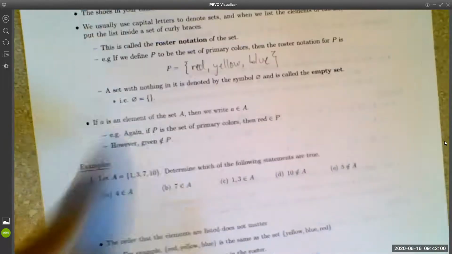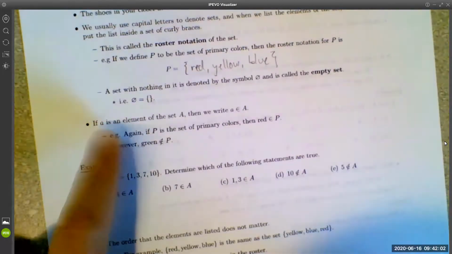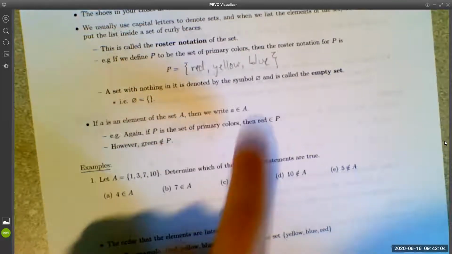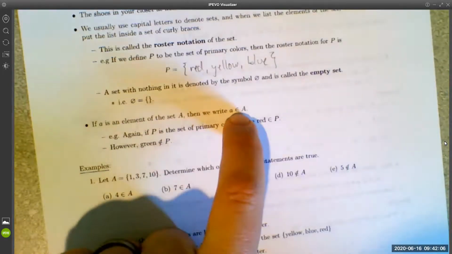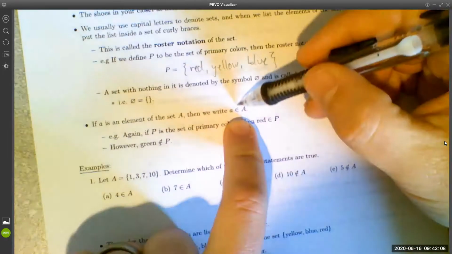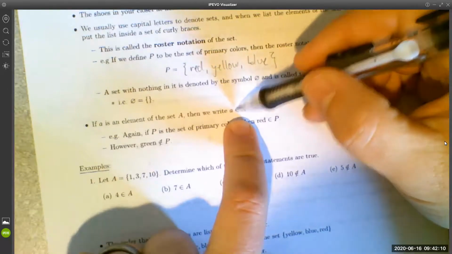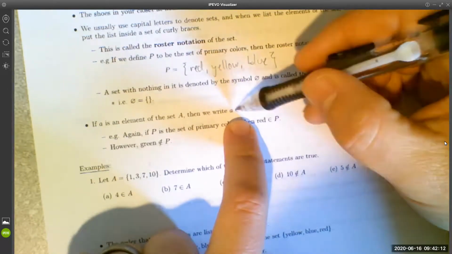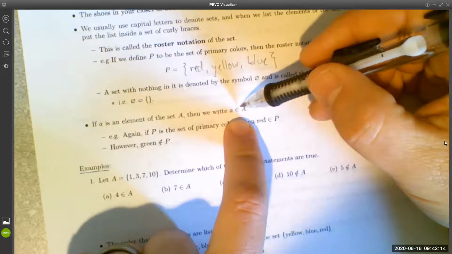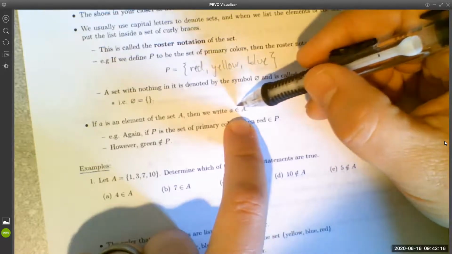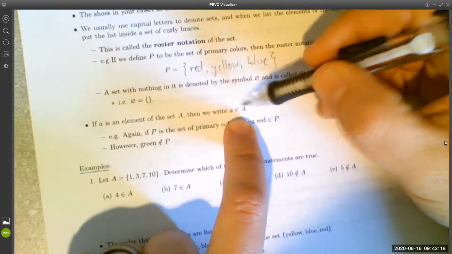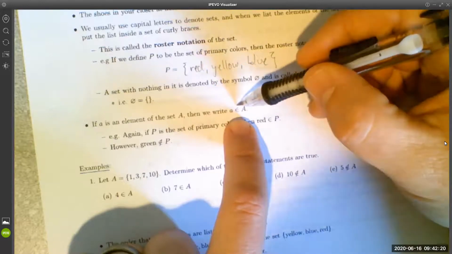If little a is an element of the set capital A, then we use this E symbol. So it looks like a little E, but that means a is an element of A, or the more common way that I'll read it is I'll say a is in A, right? So little a is in the set A.